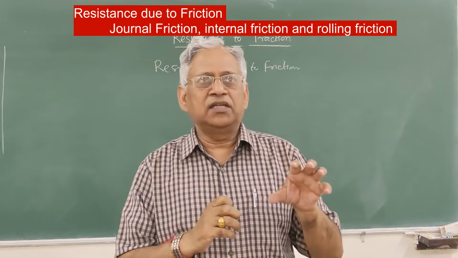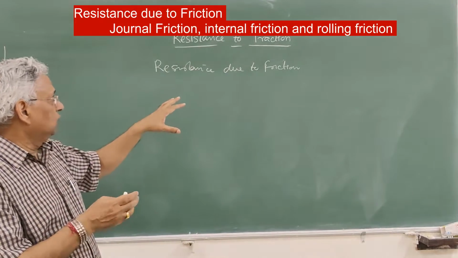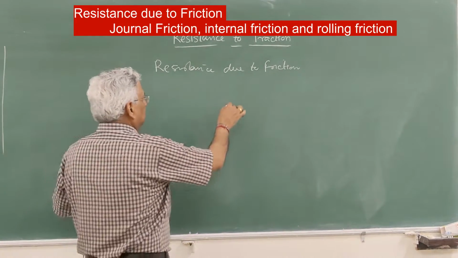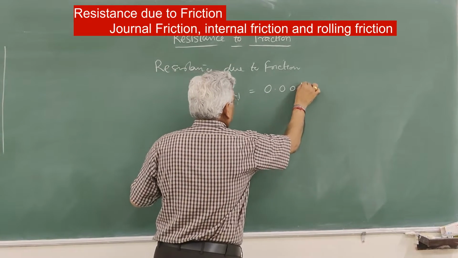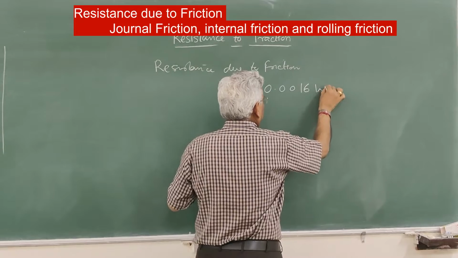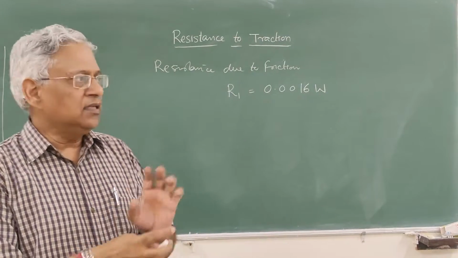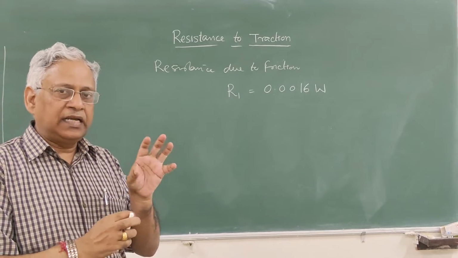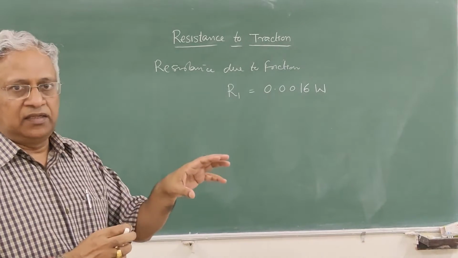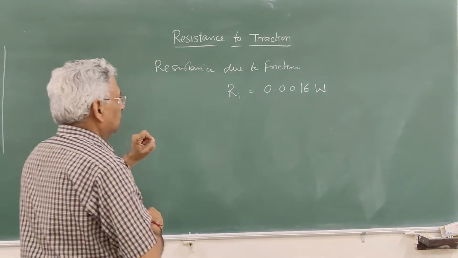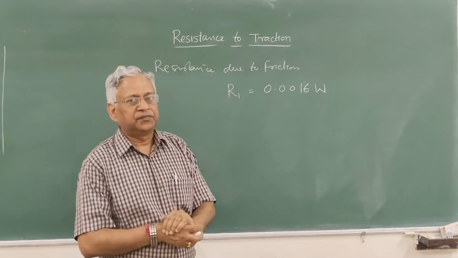Now this journal friction is similar to the force of inertia. The total resistance due to friction is evaluated as 1.6 kg per ton weight of the train. That is an empirical equation, because exact evaluation of this friction or resistance is difficult, and therefore in Indian Railways it is assumed R1 = 0.0016 W, where W is the weight of the train.